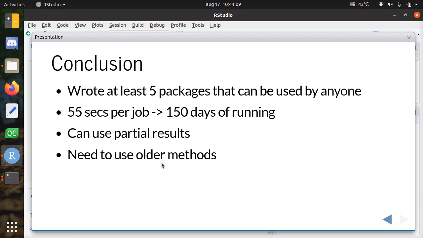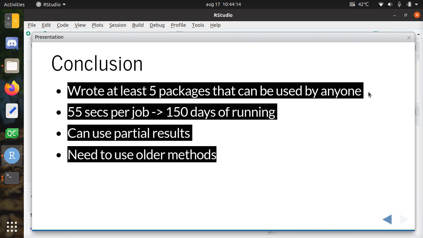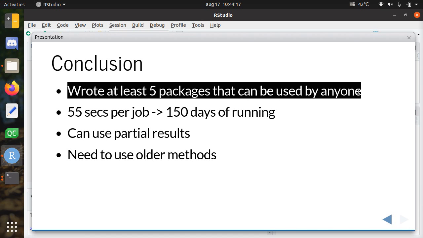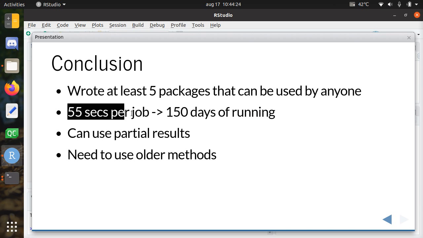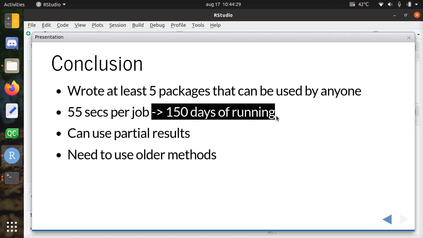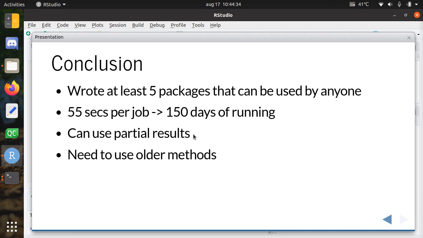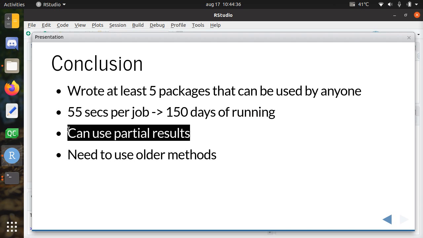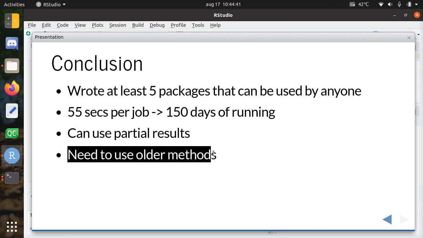The conclusion that I'm drawing from all of this is that I can already be very happy, because I already wrote at least five packages, perhaps some more, that can be used by anyone and are also already used by other people. Sadly, this 55 seconds per job, which you would expect to be awesome, still results in 150 days of running, which is not awesome. So instead of doing the full run, I will probably use the partial results, but I will need to use older methods that are faster.